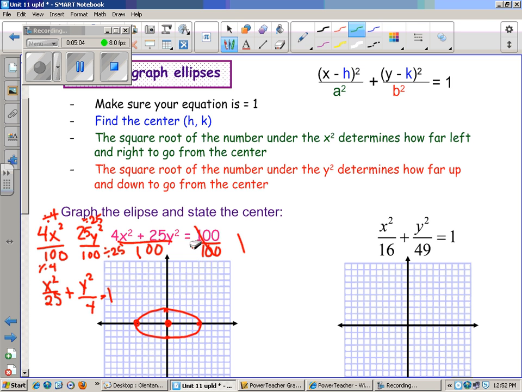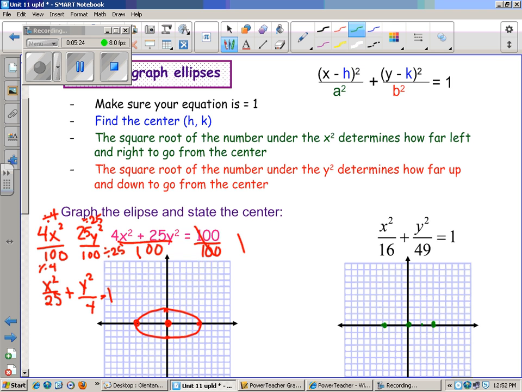All right, how about this one? What's the center? 0, 0. Is it in standard form, first of all? Yep. There's a plus, there's a 1, we're good. So the center's at 0, 0. How far am I going to go left and right? 4, right? 1, 2, 3, 4. Because it's under the x, so that's what tells me.